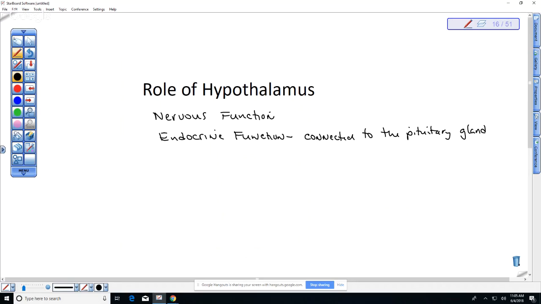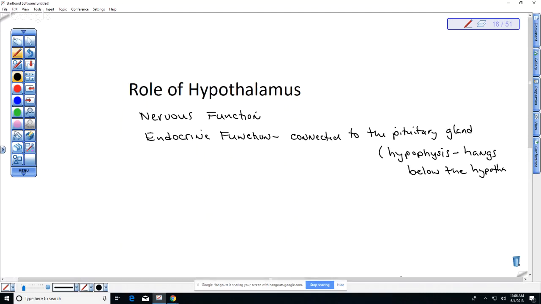So the pituitary gland is often called the hypophysis because it hangs below the hypothalamus. And I ran out of room here. Let's see if I can open hypothalamus. The hypothalamus actually produces hormones. So these can be tropic hormones that act on the pituitary.